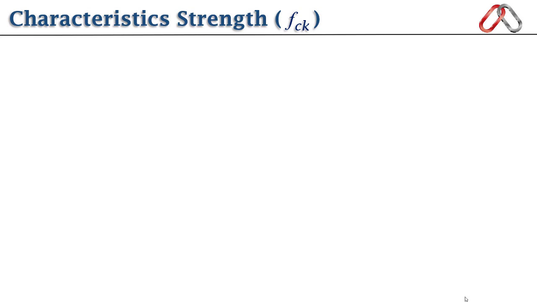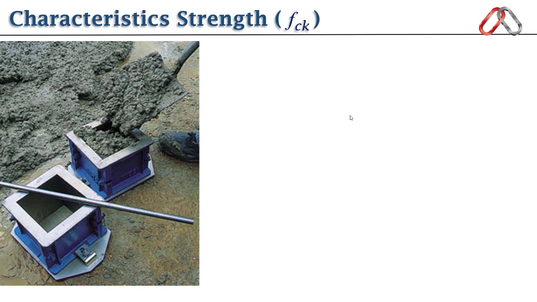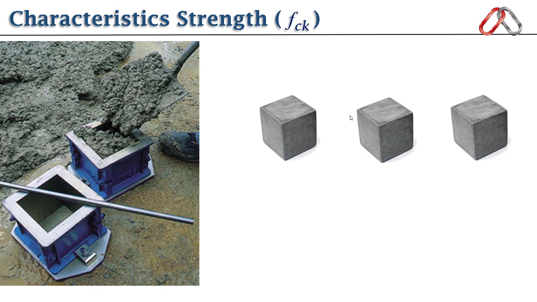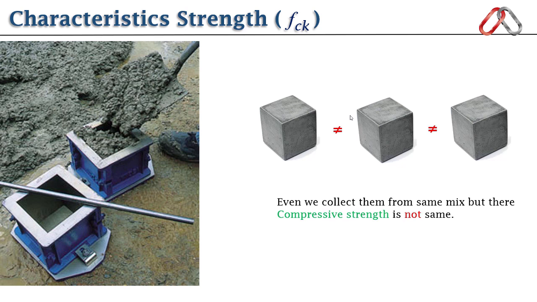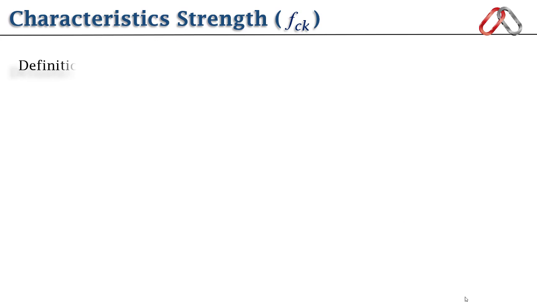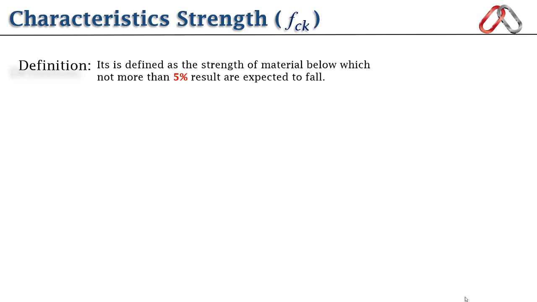This is a very important property of concrete. Concrete is a material whose strength varies from specimen to specimen. If we collect cube specimens from the same mix, then they give different values of compressive strength in laboratory tests. Characteristic strength is defined as the strength of material below which not more than 5% of results are expected to fall.